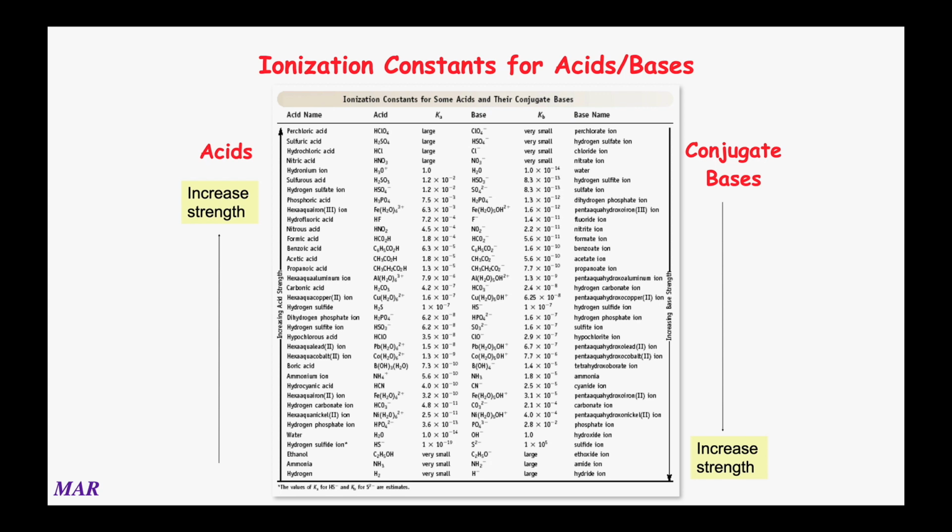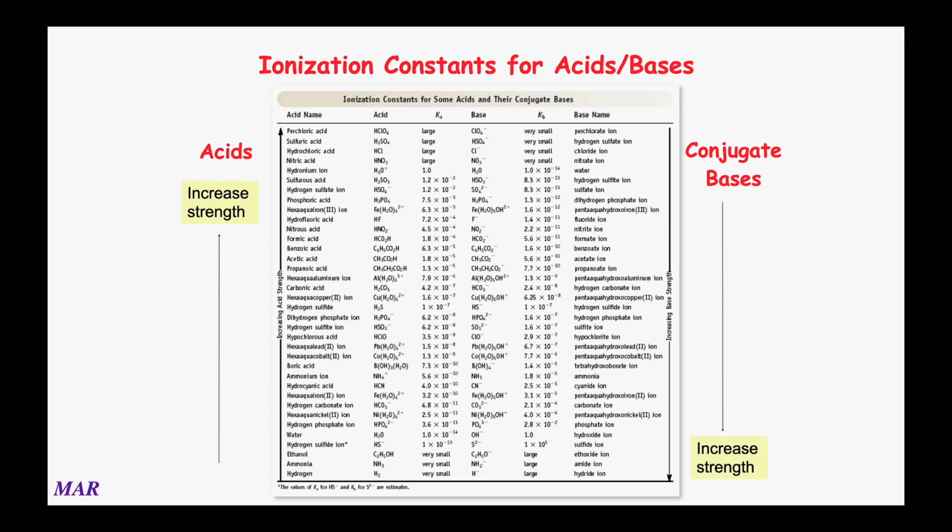And then you have a whole bunch of weak acids. And these weak acids go from biggest Ka to smallest Ka. So you can see that sulfurous acid there, H2SO3, 1.2 times 10 to the minus 2. And then you keep going down. There's 10 to the minus 4, 10 to the minus 5. So Kas are getting smaller as you go down.